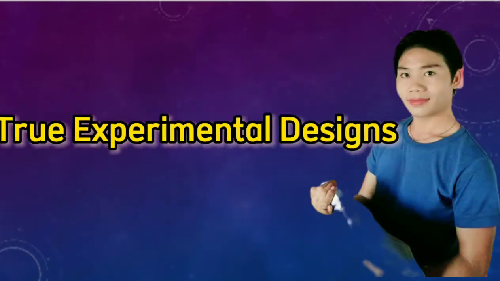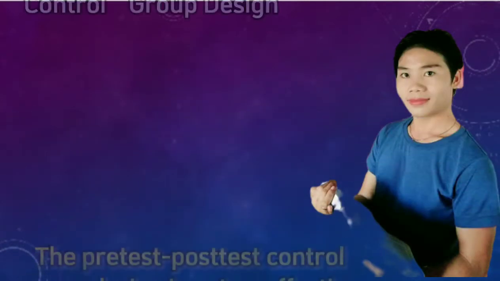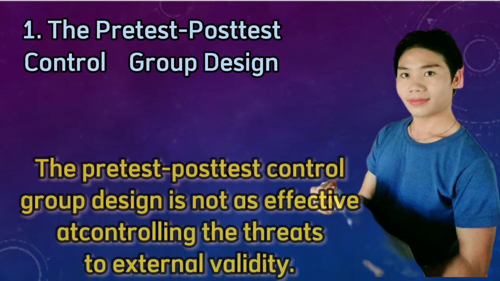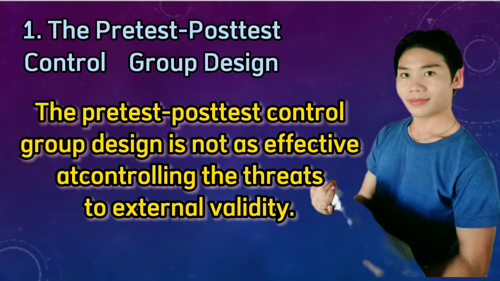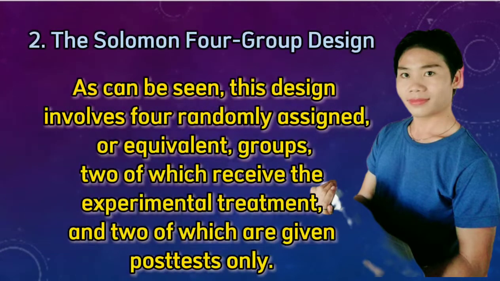True experimental designs. One, the pretest post-test control group design. The pretest post-test control group design is not as effective at controlling the threats to external validity. Two, the Solomon four-group design. As can be seen, this design involves four randomly assigned or equivalent groups, two of which receive the experimental treatment and two of which are given post-tests only.